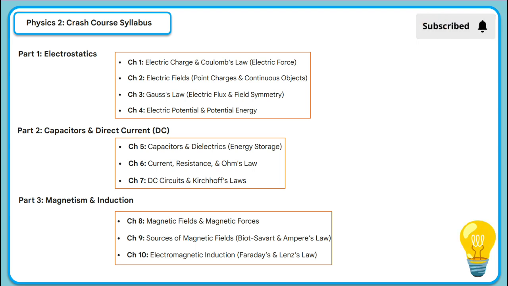Exam tip. Most students struggle with the transition from electric fields to magnetic fields. Pay close attention to the symmetry between Gauss's law and Ampere's law. They are 2 sides of the same coin.